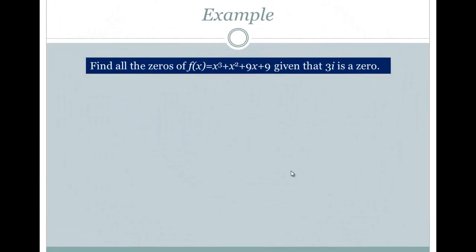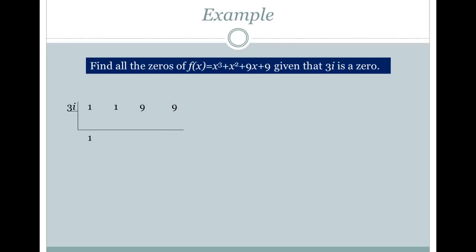Let's look at our first example. It says find all the zeros of this function right here, given that 3i is a 0. So now all of a sudden we have an imaginary 0. Okay, so that's not going to cause us too much problem because we're going to basically go about it the same way. If 3i is a 0, I can still do synthetic division with that. And what we should see is, again, I should get a remainder of 0. Just because this is imaginary doesn't mean that I shouldn't still get a 0 remainder. Alright, so let's go through this.